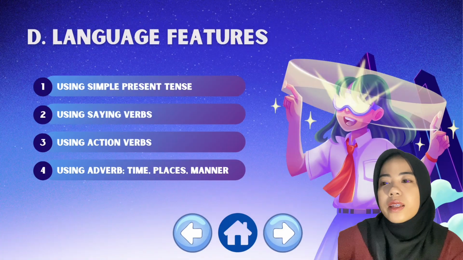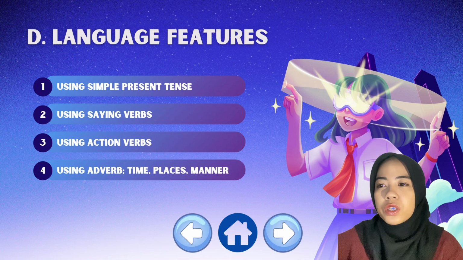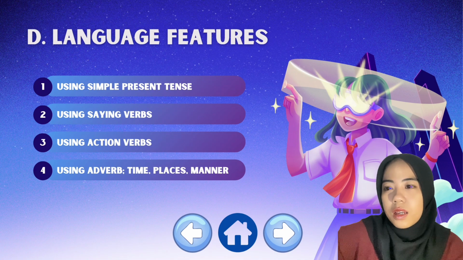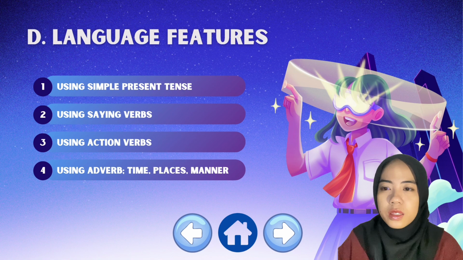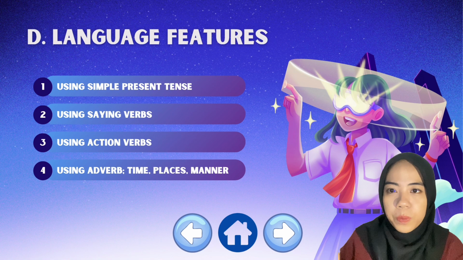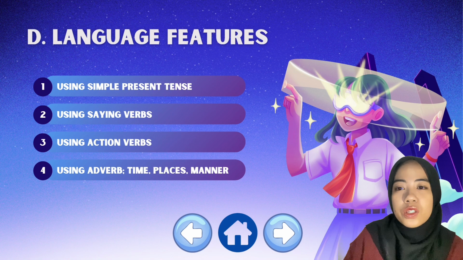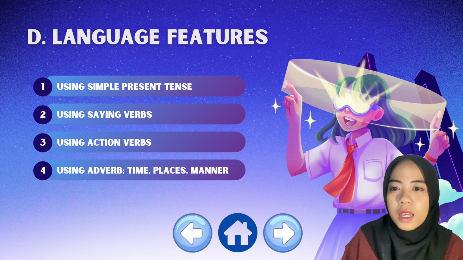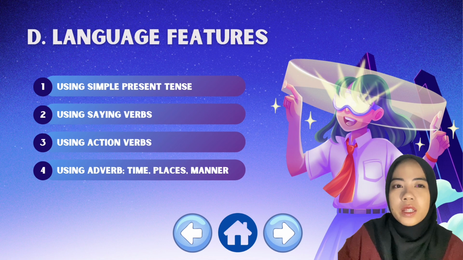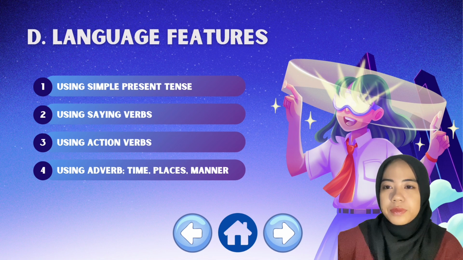Alright, now let's talk about the language features used in news items. News items or news reports have a specific way of writing. Here are 4 key features. They are using simple present tense, using saying verbs, using action verbs, and the last is using adverbs of time, place, and manner. Let's break it down one by one.